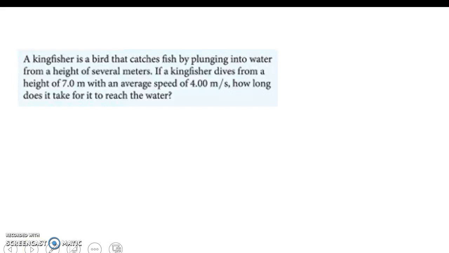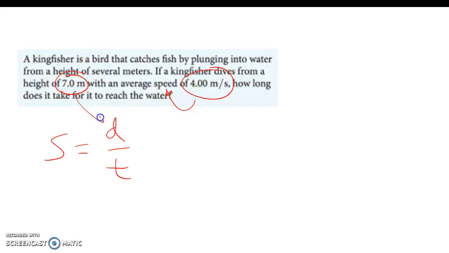So, for example, a kingfisher is a bird that catches fish by plunging into water from a height of several meters. If a kingfisher dives from a height of 7 meters with an average speed of 4 meters per second, how long does it take for it to reach the water? Our equation is speed, distance over time. So, things that we know, this is our speed, and we know this will be our distance, so we're solving for time.